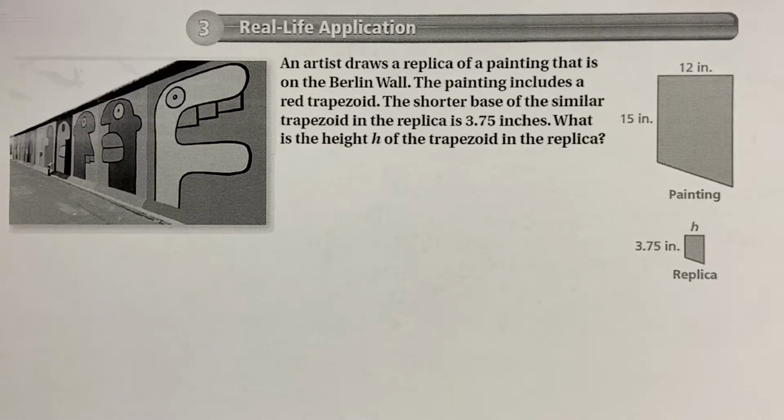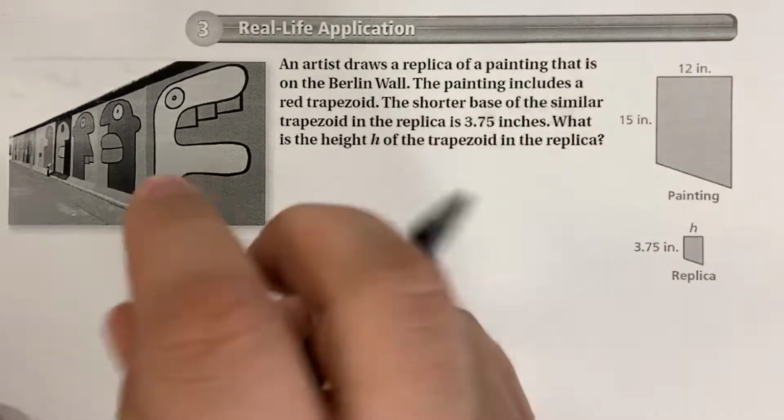Today we're talking about a real-life application of similar figures, so let's get right to it. We have an example here where an artist draws a replica of a painting that is on the Berlin Wall. The painting includes a red trapezoid. The shorter, which, by the way, the red trapezoid would have been this one right here.